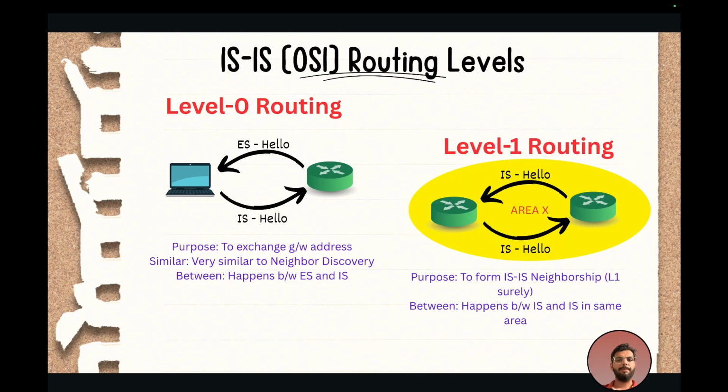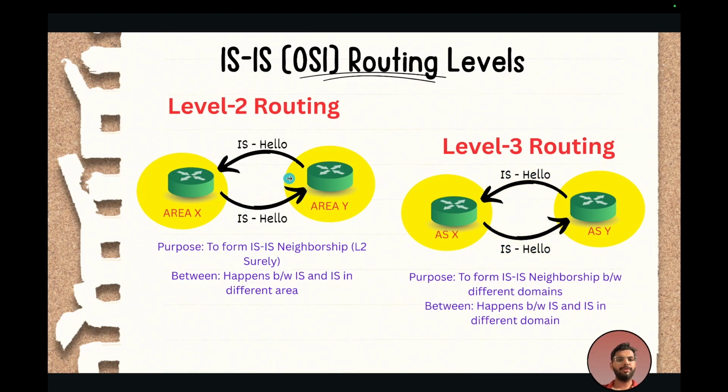One of the most important parts of ISIS is routing levels and router types. First we'll look at routing levels. There are 4 routing levels, starting with level 0. Level 0 routing happens between the end system and intermediate system, and its purpose is to exchange the gateway address. It is very similar to neighbor discovery that we usually see in the TCP/IP protocol stack. Then we have level 1 routing, whose purpose is to form an ISIS neighborhood between the intermediate systems that are in the same area.